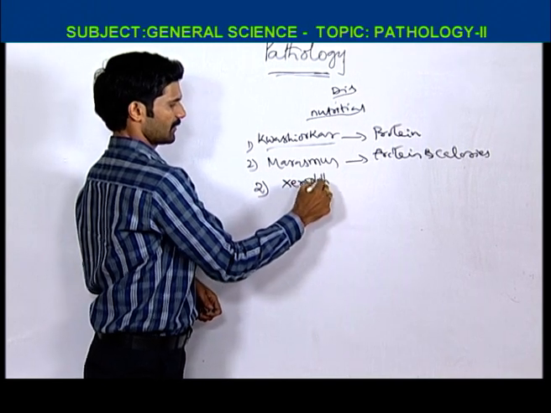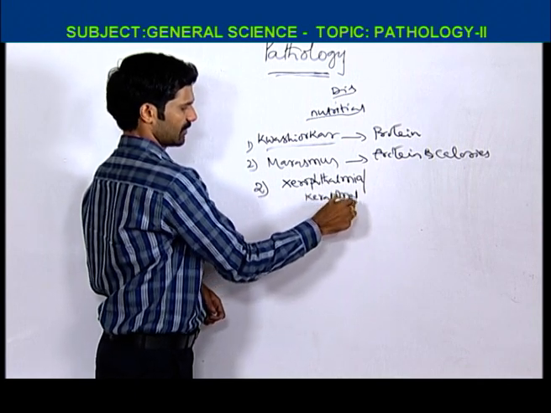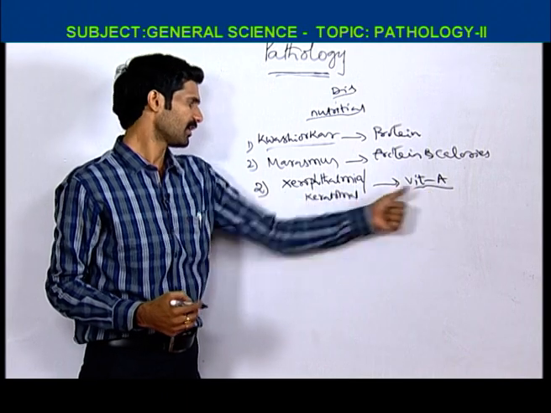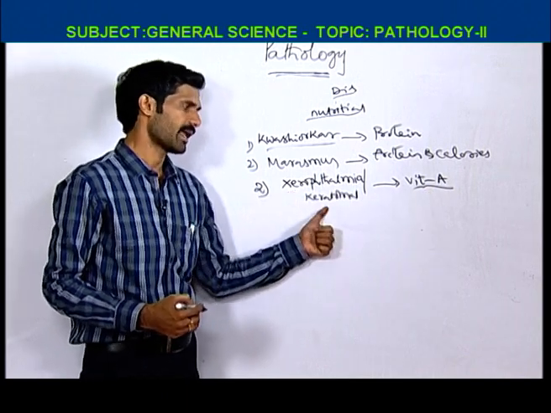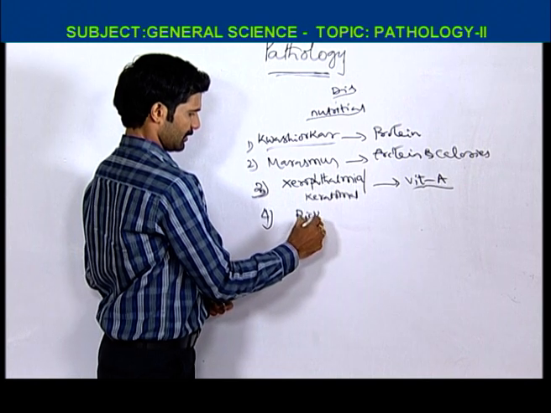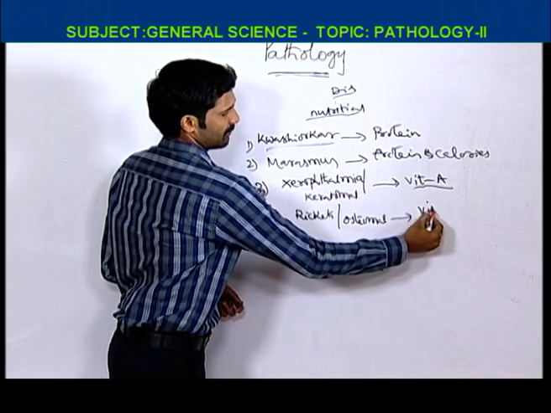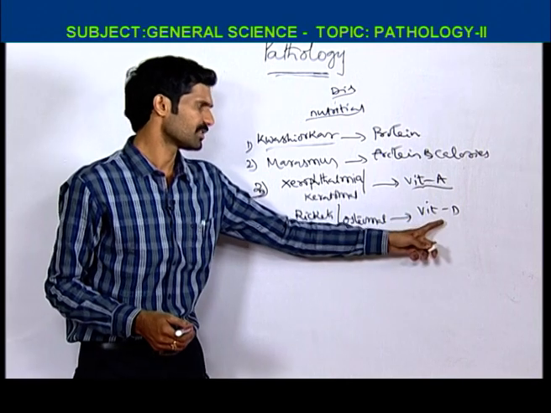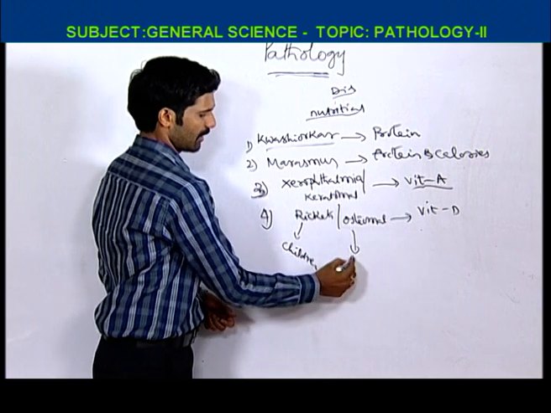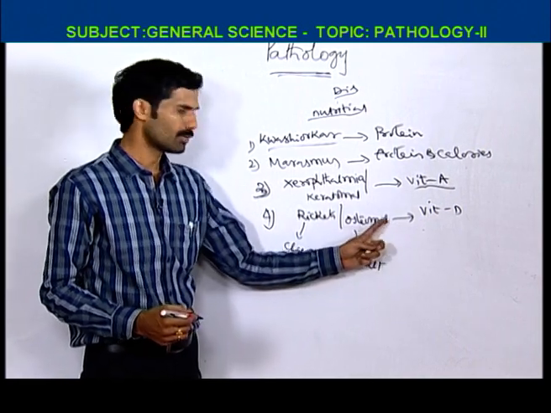Next, xerophthalmia or night blindness. It is vitamin A deficiency, or due to the deficiency of vitamin A leads to night blindness or xerophthalmia. Next, rickets or osteomalacia: vitamin D deficiency. The deficiency of vitamin D leads to rickets in children and osteomalacia in adults.